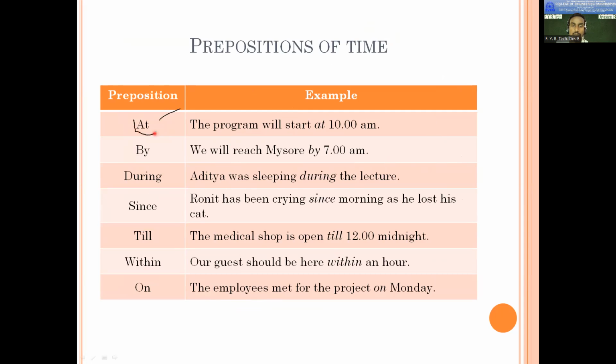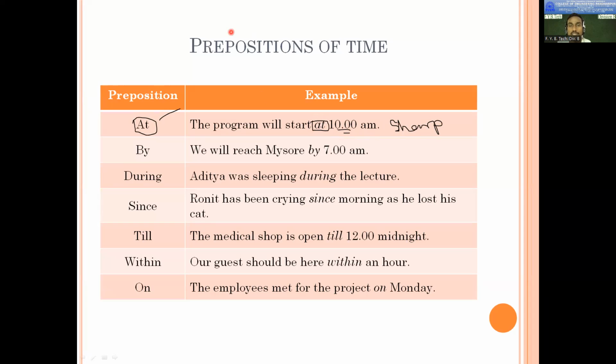Here it is "at". We can use "at" for two reasons: for showing time, and also for showing place. If you read the given example, the program will start at 10 a.m. Here "at 10 a.m." indicates the time, and that is sharp time. It does not mean after 10:30, or at 9:30. So at 10 means 10.